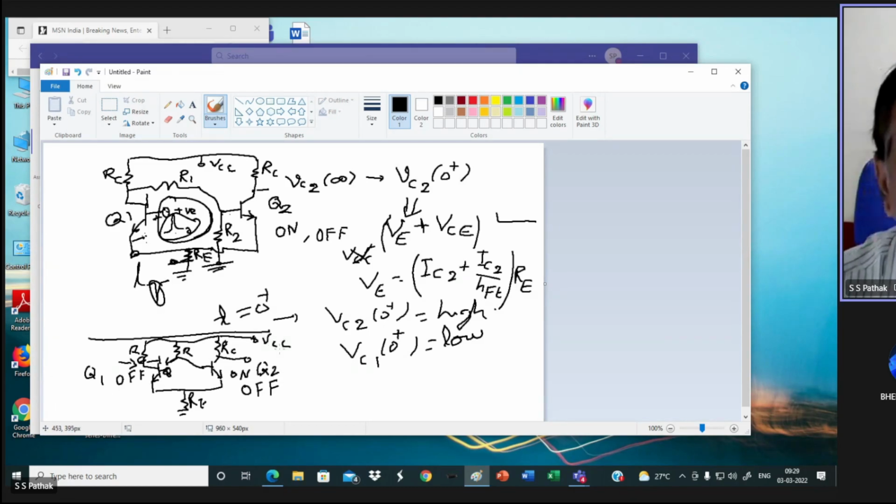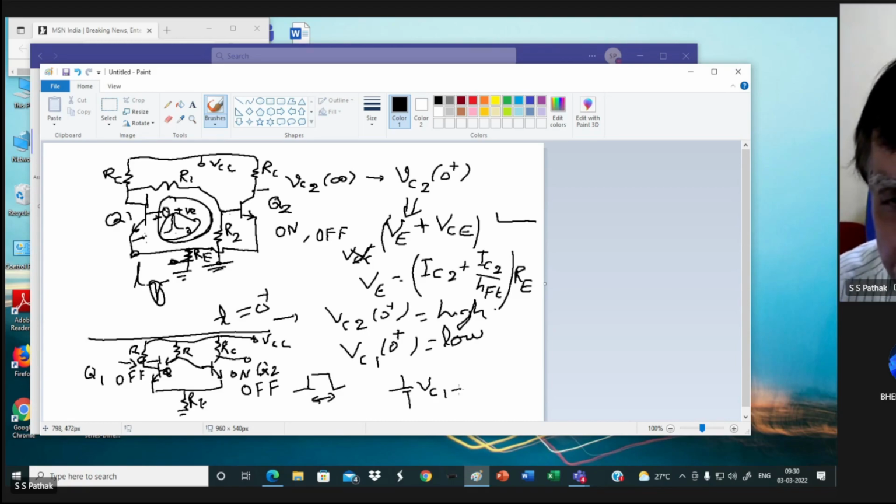And it will remain on till what time? Till this duration. What is this duration? This duration is charging of the capacitor through this R and RC. That means what? This is at T equal to 0 plus, this is my Thevenin's VC1, Thevenin's equivalent, and here is my R.